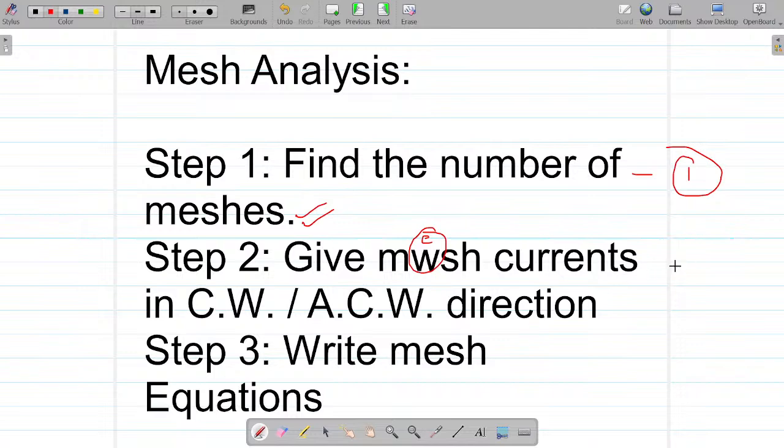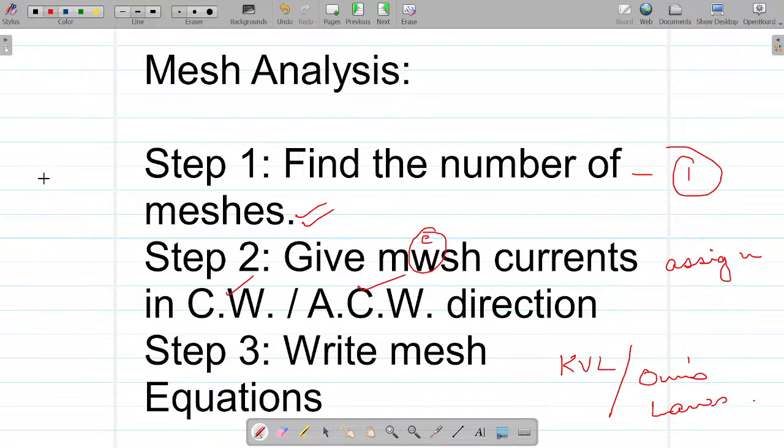Second, you'll assign a particular direction of current. It can be either clockwise or anti-clockwise; it is your choice. And then in the last step, we will write mesh equations. We'll write them using KVL or Ohm's law. So these are the three basic steps.